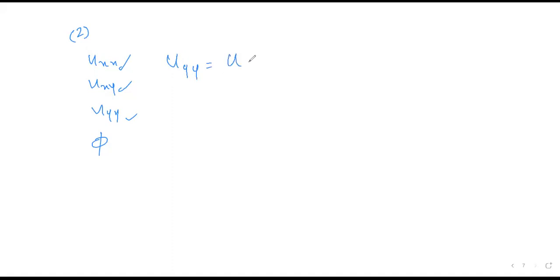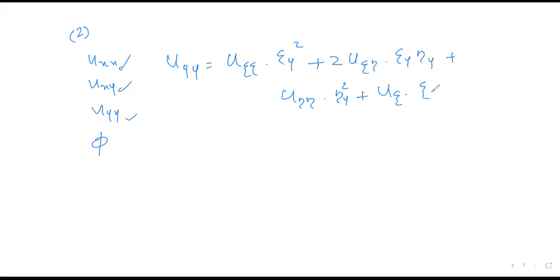So u zeta zeta zeta y squared, since I'm taking y, plus again 2 times u zeta eta zeta y eta y. The next term will be u eta eta eta y squared, plus u zeta zeta y plus u eta eta y. Same things, the only thing is we are taking y again.